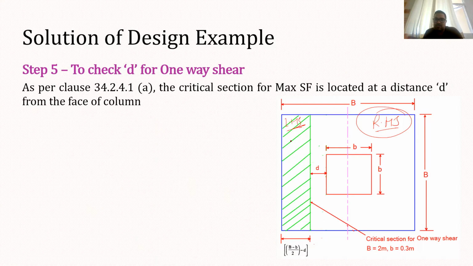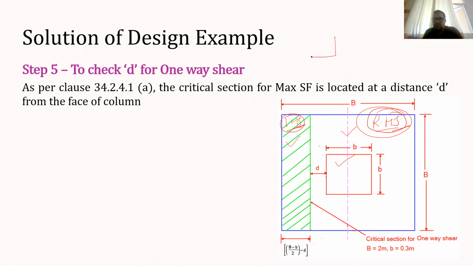If we consider LHS, we will have only the net upward pressure in the form of force. If we consider RHS, we will have the downward force coming from the column and the upward force offered by the soil. So if we consider RHS, we will have two forces, while if we consider LHS, we will have only one force.